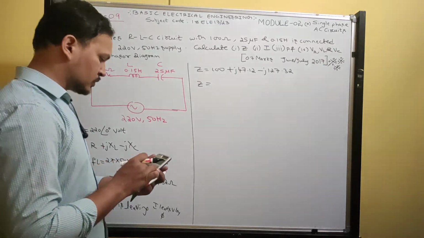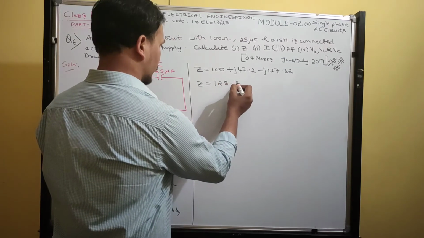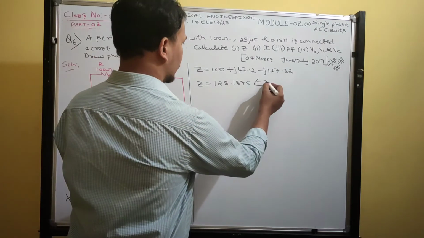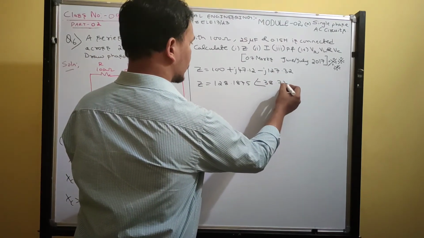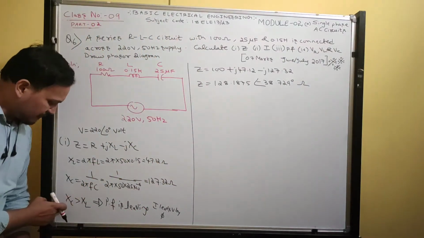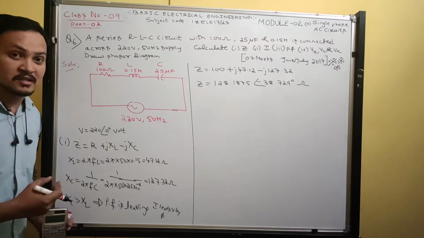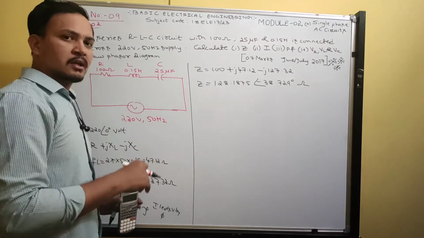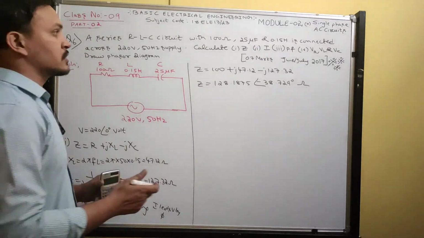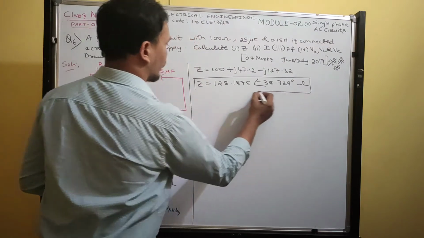So converting that into polar form, I got impedance magnitude 128.1875 at an angle of minus 38.729 degrees ohms. See, if XC is more than XL, the overall circuit becomes what? Series RC circuit. In an RC circuit, impedance angle will be negative, but current angle will be positive. So the first question is completed. This is the solution for the first question.